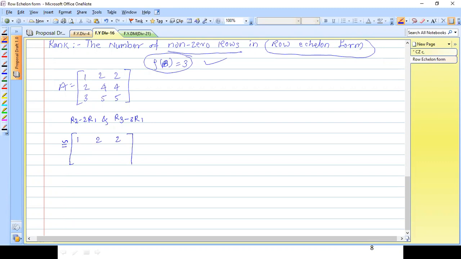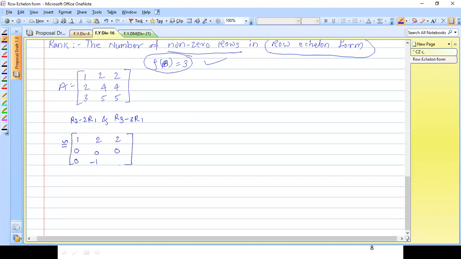What is next? R2: 2 minus 2 is 0. Correct. Again 4 minus 2 into 2 is 0. This also 0. What about R3? 3 minus 3 into 1 is 0. So 5 minus 6, I am getting minus 1.